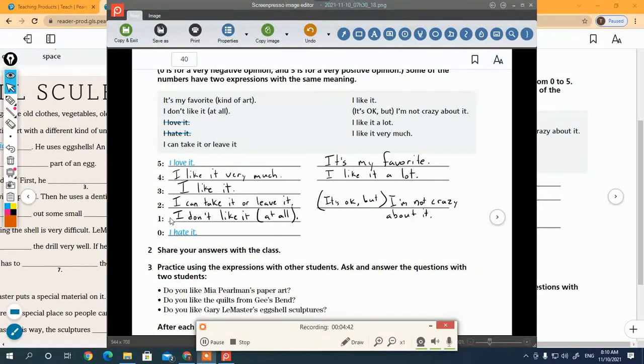Now imagine it's a 1. You don't like it. I don't like it at all. Okay. Until you finally get to 0, where you hate it. You detest it. I hate it. I detest it. It's terrible.